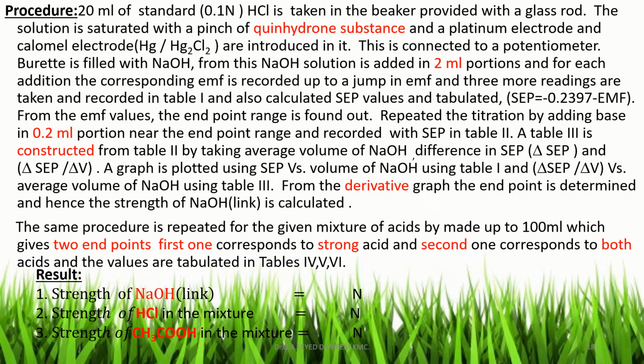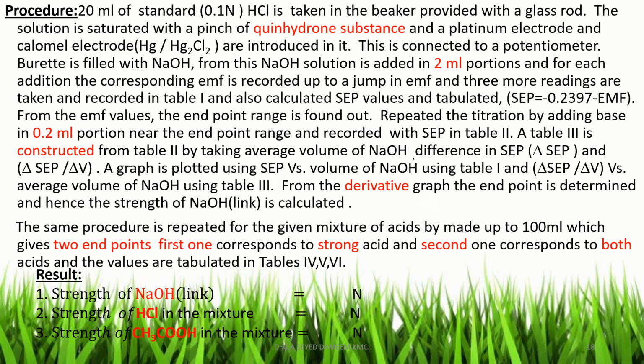And here delta V, that is the change in volume, is 0.2 ml. A graph is plotted using table 1, which shows the endpoint range. Another graph is plotted of the average volume of sodium hydroxide against delta pH over delta V, which shows a derivative curve. The volume corresponding to the peak gives the endpoint, that is the volume of sodium hydroxide required to neutralize 20 ml of standard HCl solution.